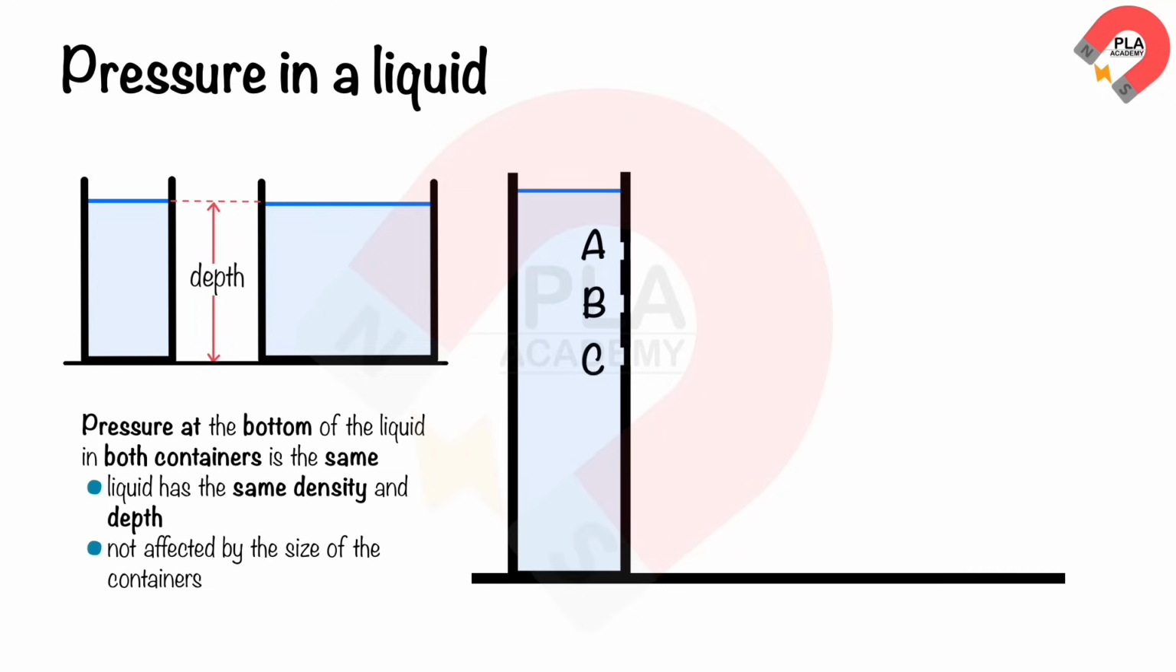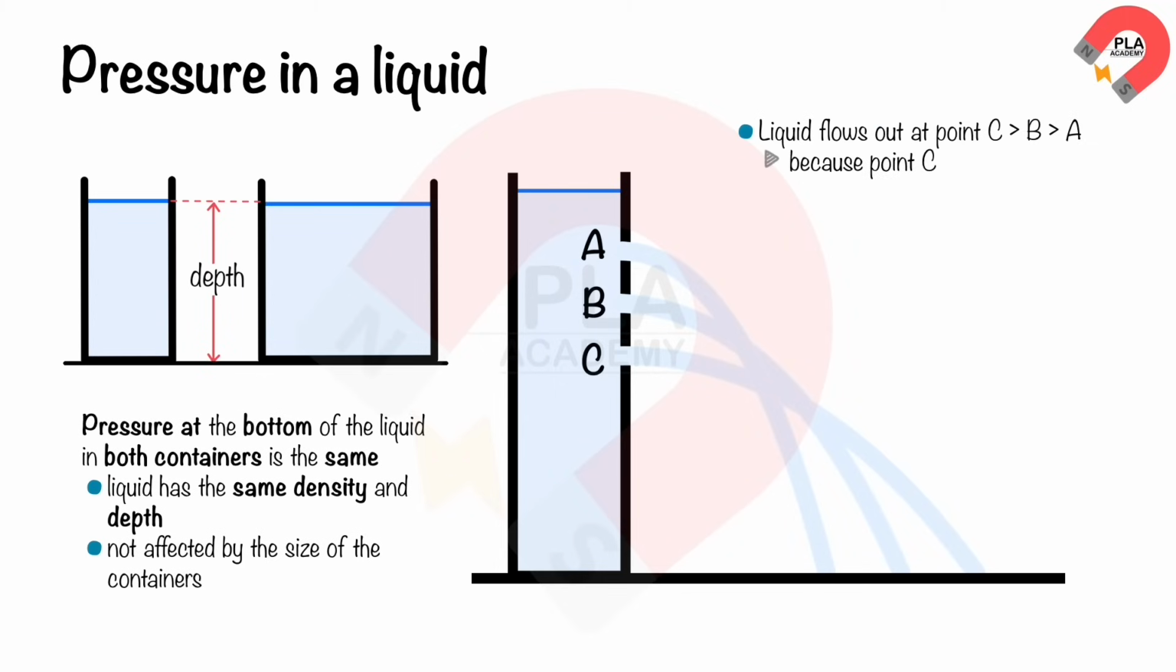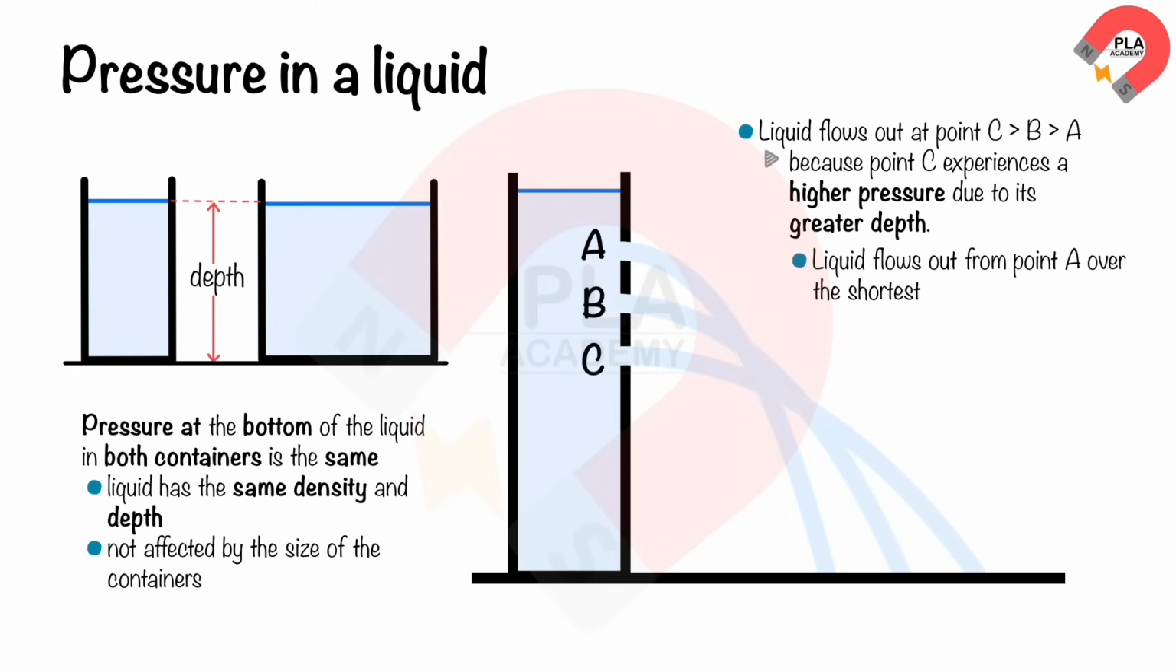The container has 3 holes labeled as A, B, and C, which cause the liquid to flow out of the container. The liquid flows out of the container at point C further than B and A because point C experiences a higher pressure due to its greater depth. Conversely, the liquid flows out from point A over the shortest distance because point A is shallower and has the lowest pressure.